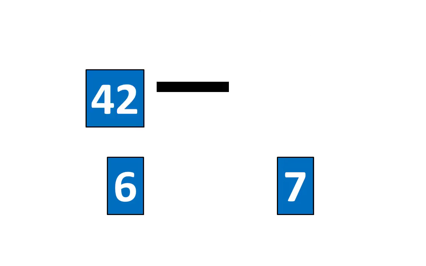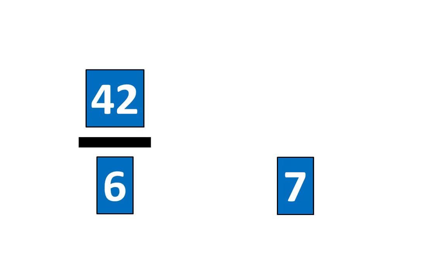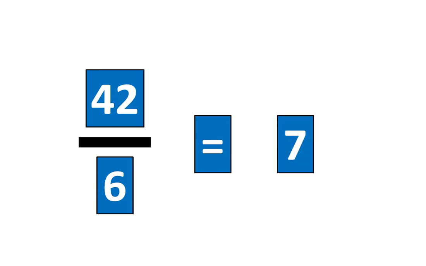42, now let's create a fraction. This shows 42 divided by 6 is equal to 7. Let's tap the pieces to show that. 42 divided by 6 is equal to 7. So the fraction 42 sixths is equal to 7.